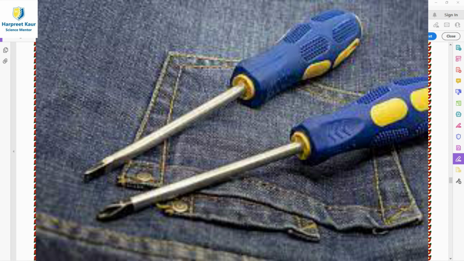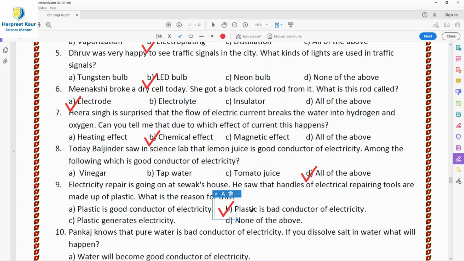So the electrician will be saved from getting an electric shock if he is using electric repairing tools that are made up of plastic. So by using plastic, he would be saved from the electric shock. Plastic is a bad conductor of electricity, that is, it doesn't allow the current to flow through it.